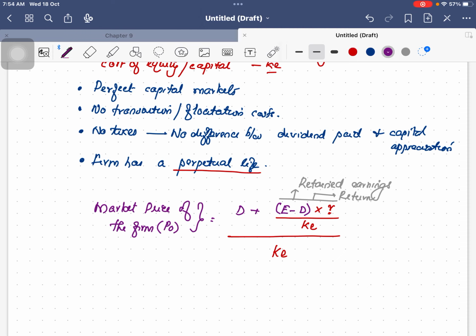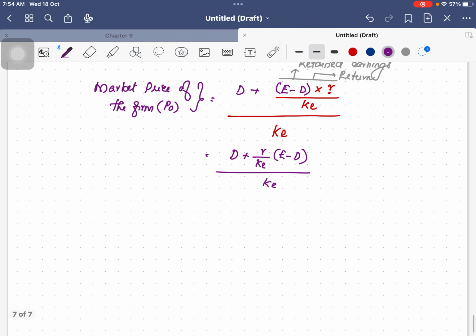So this is the formula: D plus (E minus D) into R by KE, all divided by KE. If you see the textbook, this formula is written a little differently. It is written as D plus R by KE into (E minus D), divided by KE, slightly rearranging, bringing this R by KE to the beginning of the second term. That's it. And what is P? P is the market price of share. D is the dividend per share. You can take it as dividend per share or total dividend, that's okay.